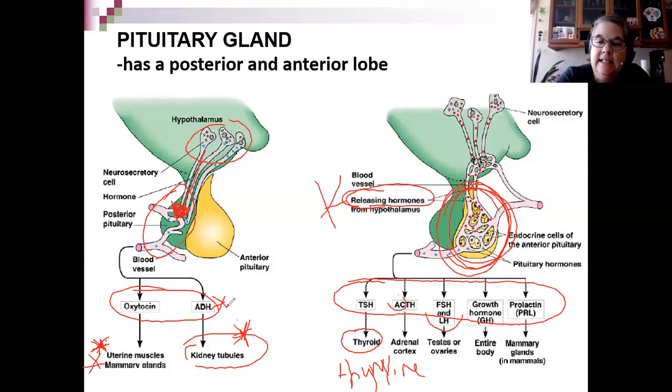ACTH affects the adrenal cortex, which is the shell part of the adrenal glands, and tells it to release two hormones, cortisol and aldosterone.